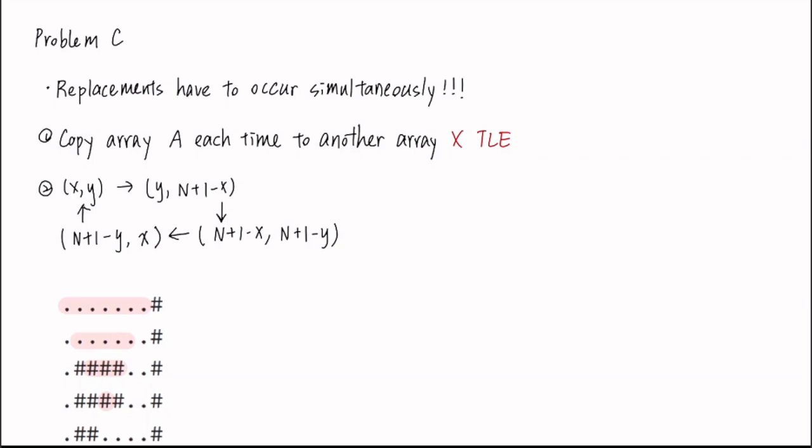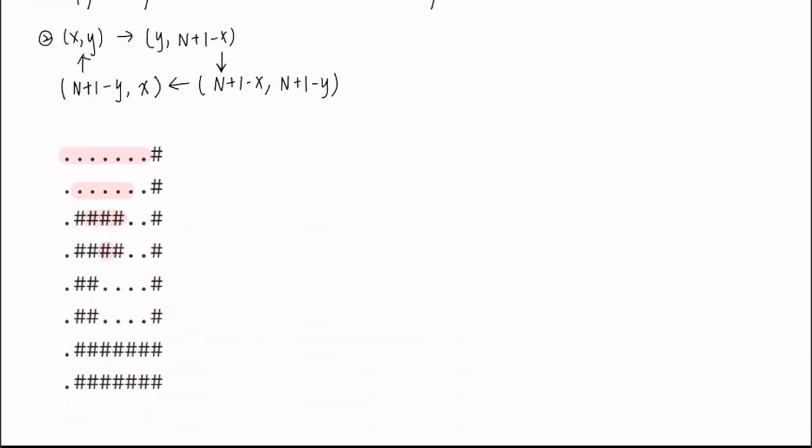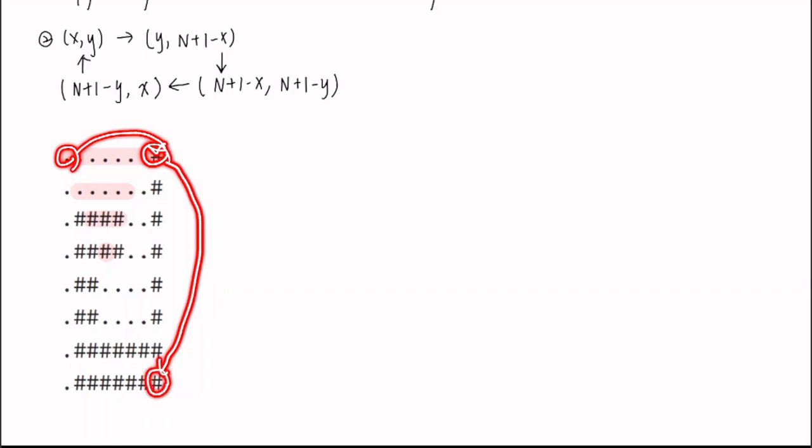So we notice that for each transformation, the replacements go in a cycle. So the point (y, n plus 1 minus x) is replaced by point (x, y), and so on. So this goes in a cycle. And afterwards, let's try to visualize this. So the first node would go to this corner, and this would transform to the bottom right corner, and it would afterwards go here, and this would be replaced back with the starting node.